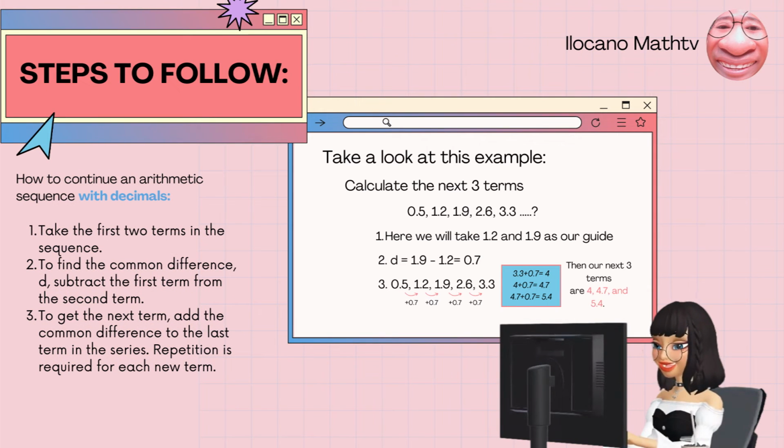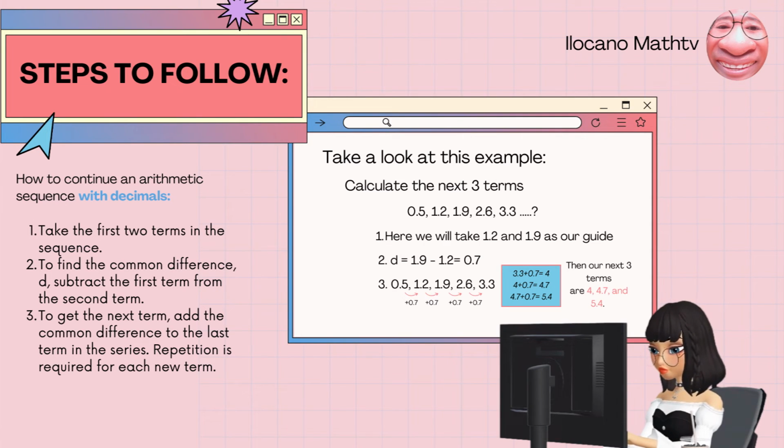Now, let's try with the decimals. Meron tayong 0.5, 1.2, 1.9, 2.6, and 3.3. Here, we will take 1.2 and 1.9 as our guide. D equals 1.9 minus 1.2 equals 0.7. So, 0.7 is our common difference.